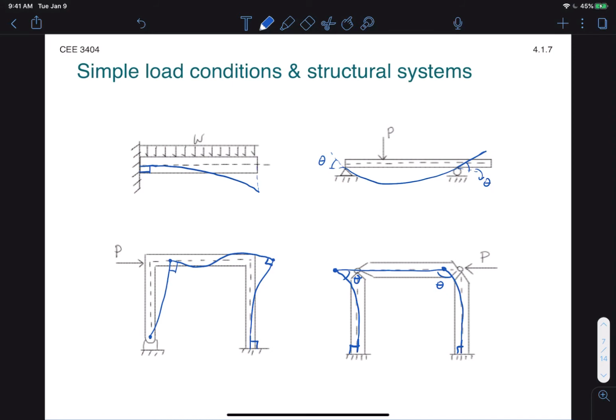Alright, so that's a general intuitive approach to drawing deflected shapes. It works very well for relatively simple loading conditions like these, where we have essentially one load acting on the structure. When we have multiple loads, it's much harder to anticipate the behavior, so it's better to use the moment diagrams to guide you.